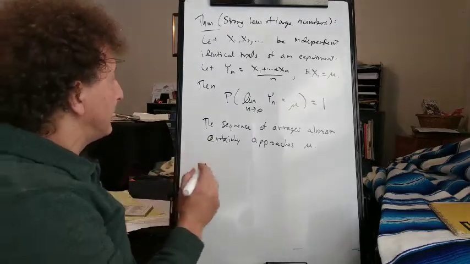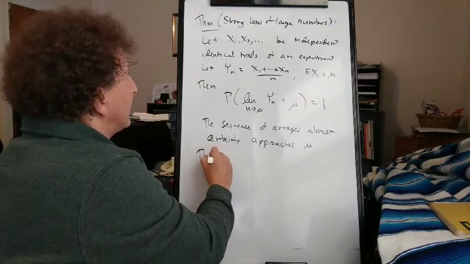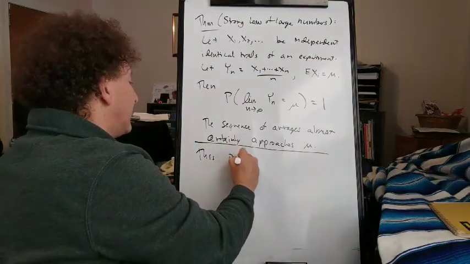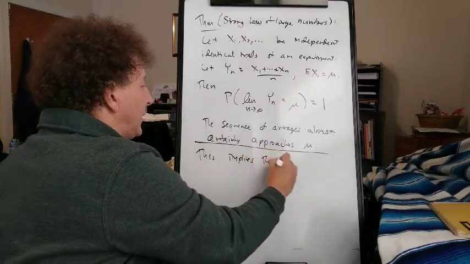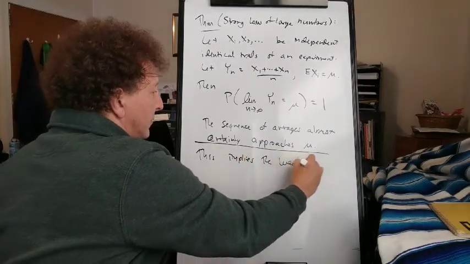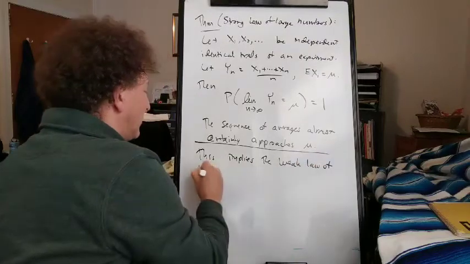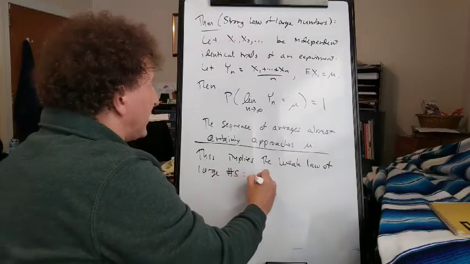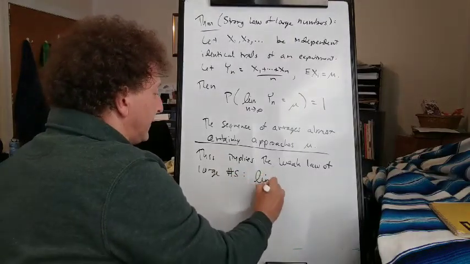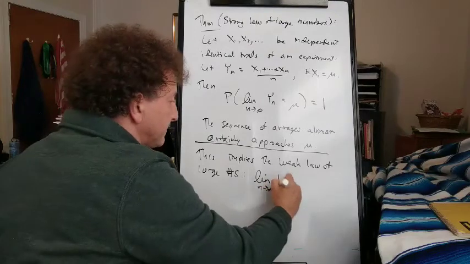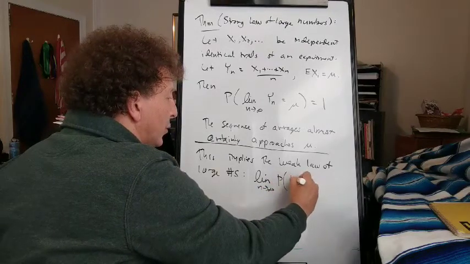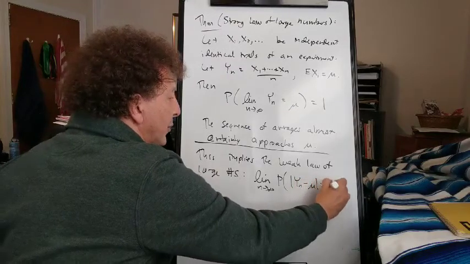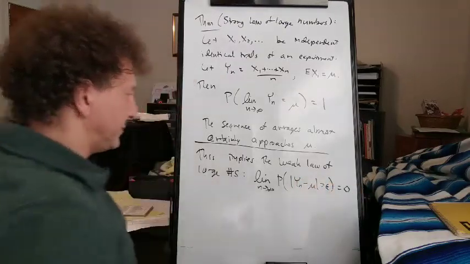Now this implies the weak law of large numbers, which says that the limit as n goes to infinity of the probability that Y differs from the mean by more than epsilon is 0.